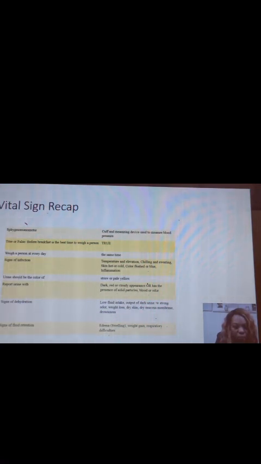Dehydration is low fluid intake. You're going to be able to see output of dark urine with strong odor. And with dehydration, the residents can lose weight, have dry skin, and dry mucous membranes.